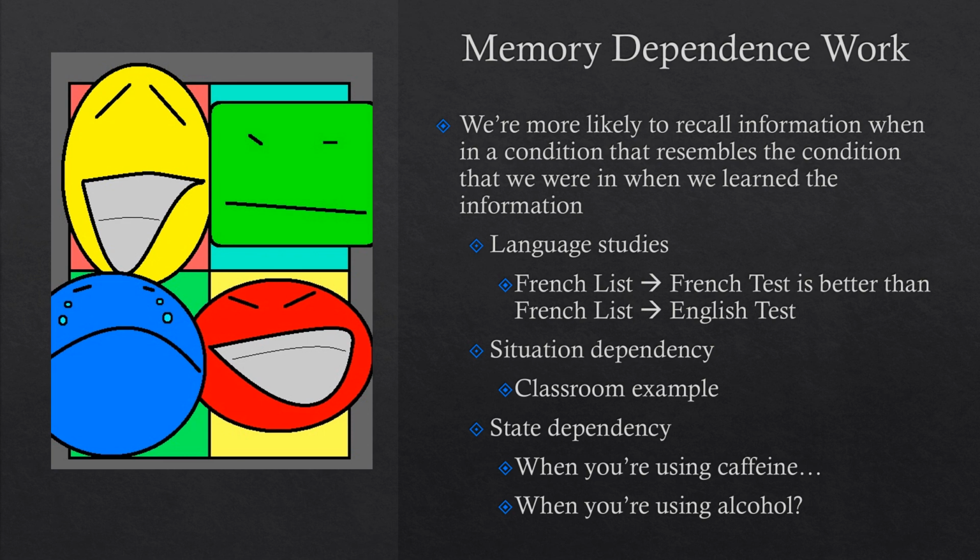We also see this in lots of situational factors. We've seen numerous studies highlight how, if students are tested in the same classroom that they learned information in, their performance on those tests is not necessarily dramatically better, but it is a little bit better, suggesting that the cues of the lighting and the sound and their situation in the classroom can sort of jog their memory just a little bit.